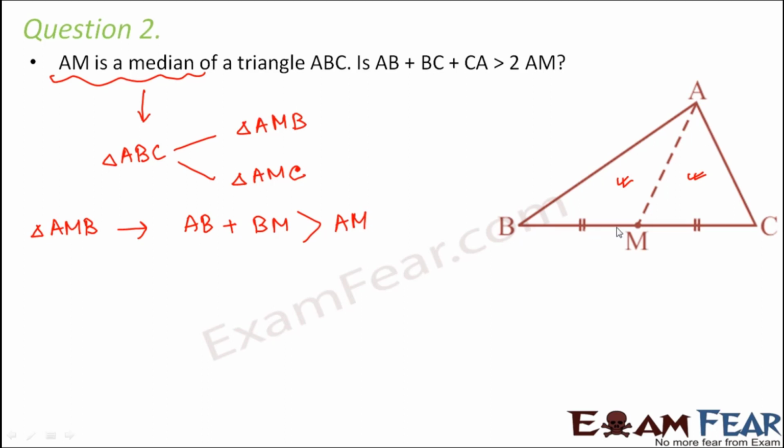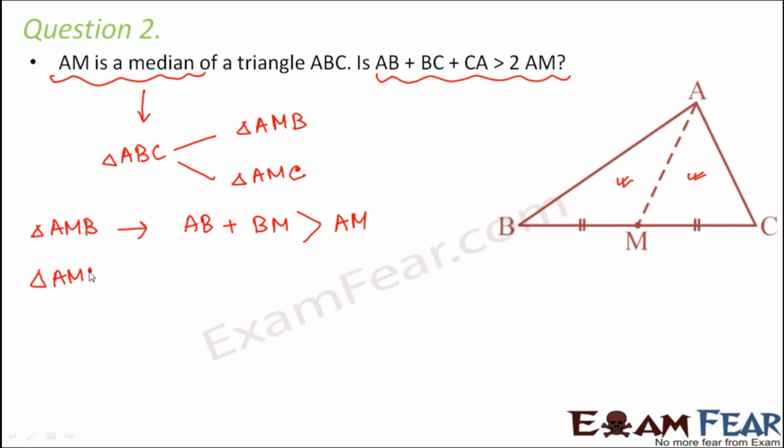That is, this side plus this side is greater than AM. Now why are we keeping AM on the right hand side? Because what we have to prove is also on the same lines. Something that we need to prove, there also we see that AM is on the right hand side. So that is why we have taken it like this. AB plus BM is greater than AM. Otherwise, this relation is also true, that AM plus BM is greater than AB. But we are not taking it that way because this is where we want to reach. So we kept AM on the right hand side.